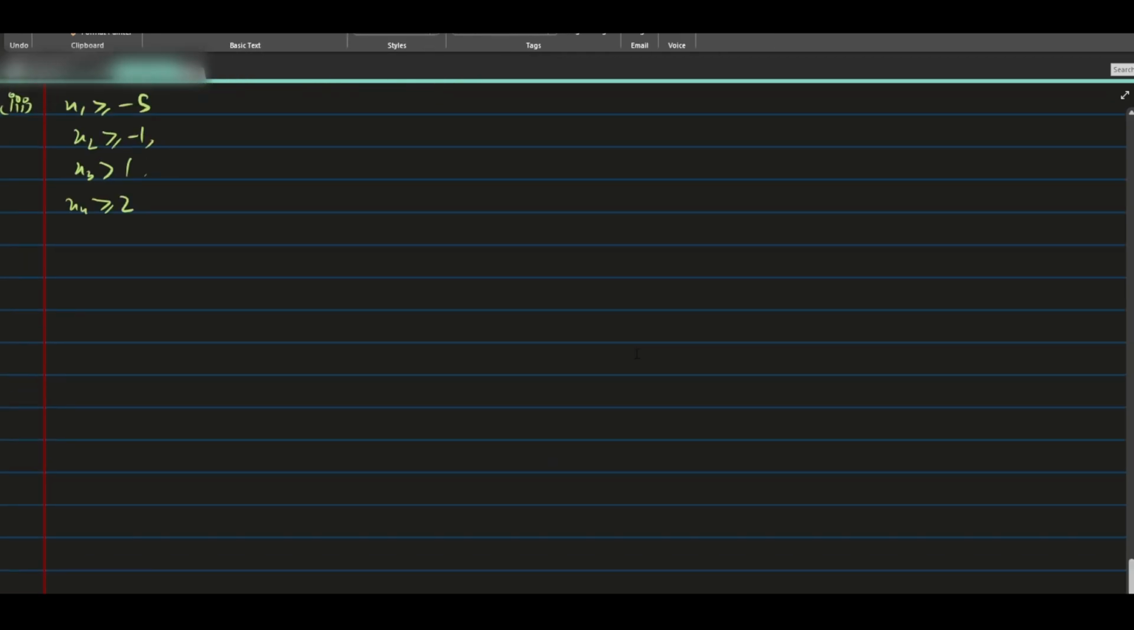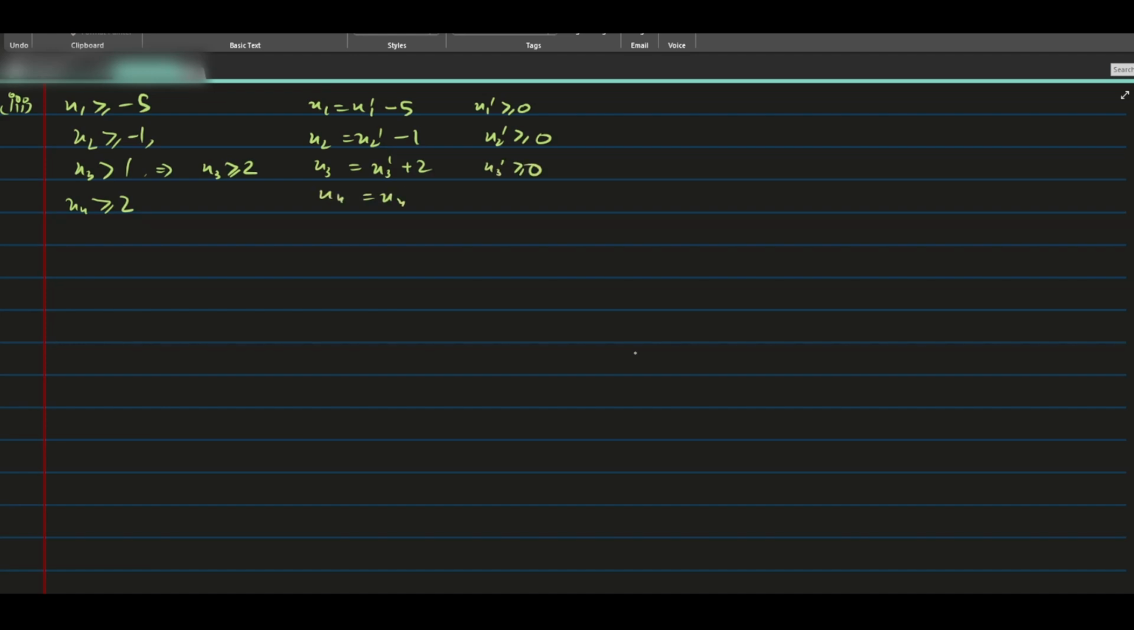Now the last question is given like this. x1 is greater than or equal to minus 5, x2 is greater than or equal to minus 1, x3 is greater than 1, or we can imply that x3 is greater than or equal to 2, and x4 is greater than or equal to 2. Then, like in the last questions, we can assume x1 prime such that whenever x1 prime is greater than or equal to 0, x1 is greater than or equal to minus 5. Similarly for x2, x3, and x4.